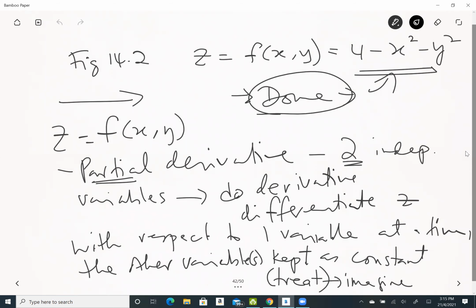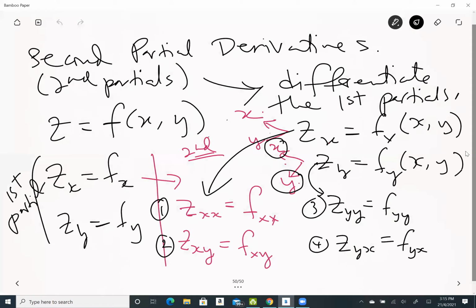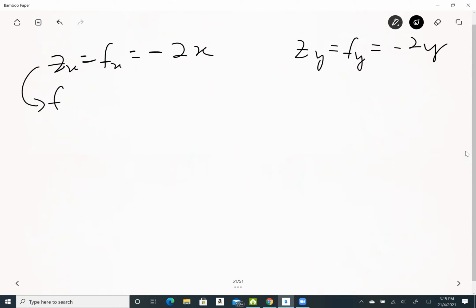So I will write down. You got zx equal to fx equal to negative 2x. And then zy equal to fy equal to negative 2y. So here f of x, y is a function of x and y.